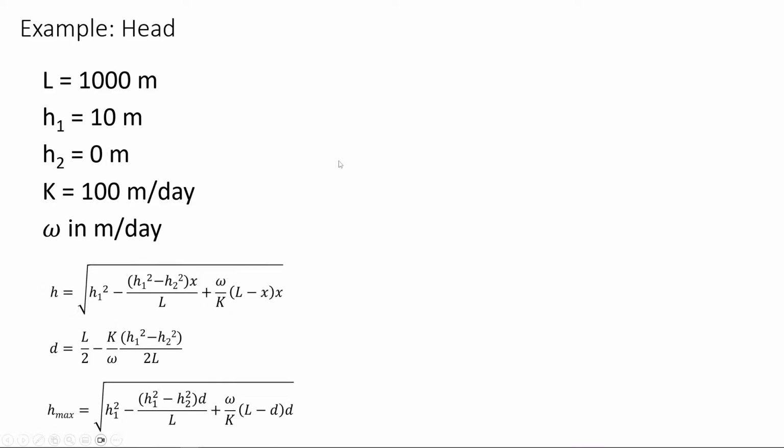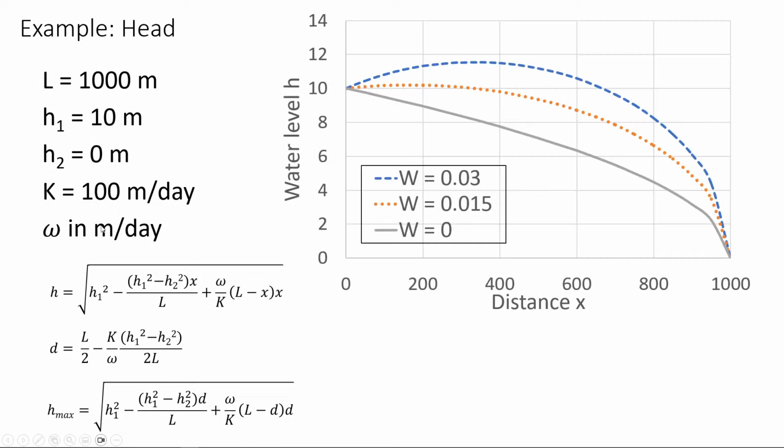This is similar to your homework. Here I'm giving you the length, I'm giving you H1, H2, I'm giving you K, and I'm giving you different recharge values per day. Recharge is 0, recharge is some value in between, and then recharge is large. So large, medium, and 0. And I'm asking you to calculate the groundwater head, to draw the groundwater table.